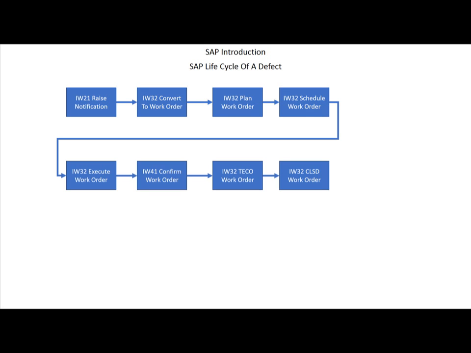Once the work is completed, it is technically completed in the work order, and then eventually in IW32 the finance people close that work order when all costs are in and no further costs can be captured.